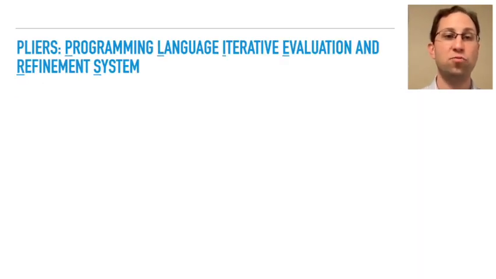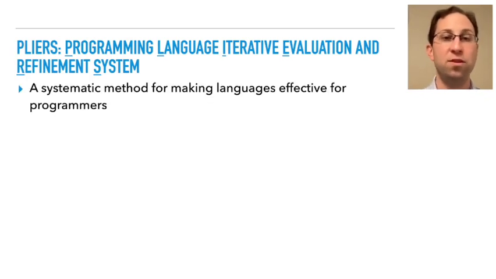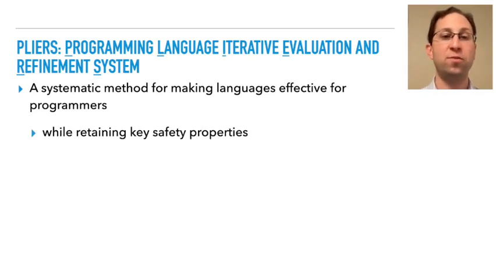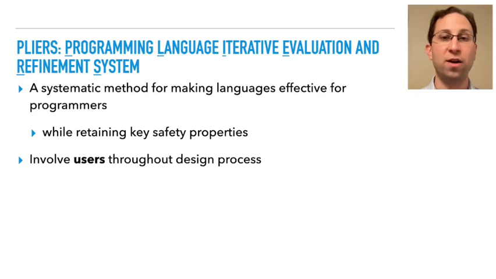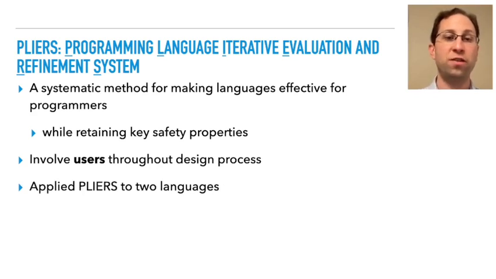Pliers, which stands for Programming Language Iterative Evaluation and Refinement System, is a systematic method for making languages effective for programmers, while at the same time retaining key safety properties. In a user-centered way, Pliers involves users throughout the design process. We use Pliers to develop and show benefits of 2 different languages.